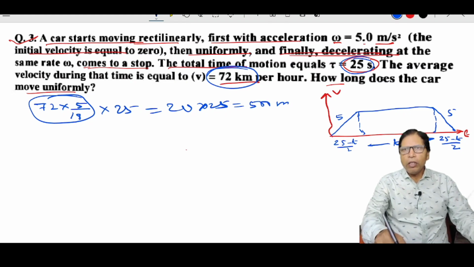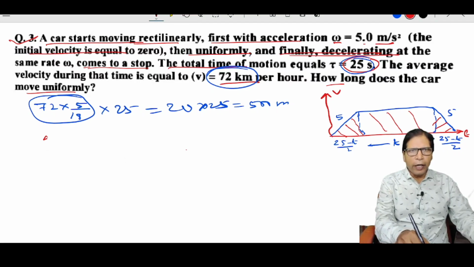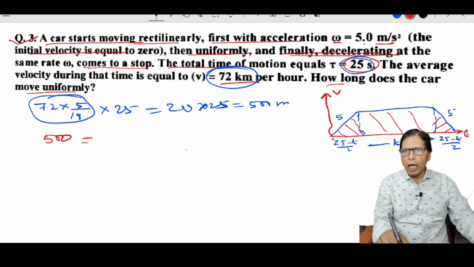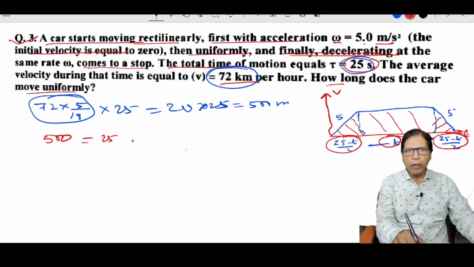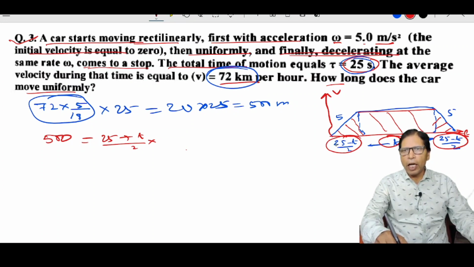Now the distance covered by the particle is the area of the Vt curve. This area is the area of the triangle, this is the area of the rectangle, and this is again a triangle. So the total journey is the area of the trapezium. Therefore, 500 is equal to the area of the trapezium. Sum of parallel sides, this is 25, this plus this is 25, plus t, into the height. The height is the velocity after time (25 minus t) by 2 with acceleration 5, so this is 5 into (25 minus t) by 2.